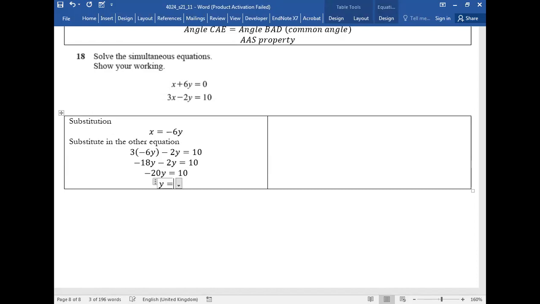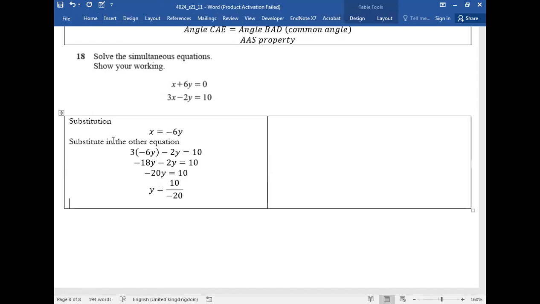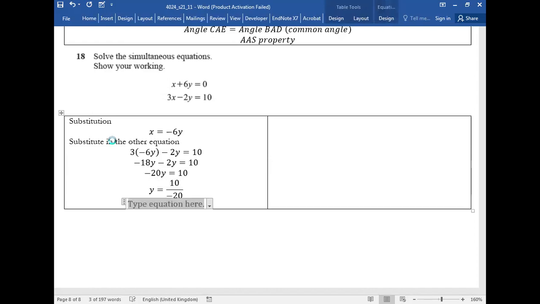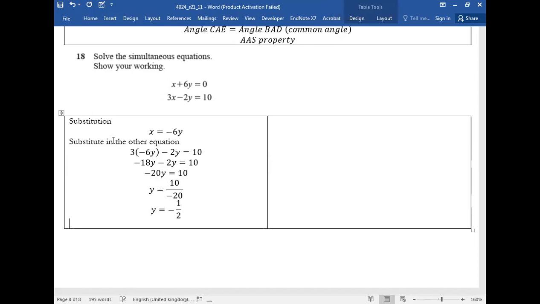If it goes on the other side, be careful when doing this in inequalities. When you divide by a negative value in inequalities, we flip the sign. Very good. Whenever we multiply or divide by a negative value in an inequality, we flip the sign. So y has a value negative half.